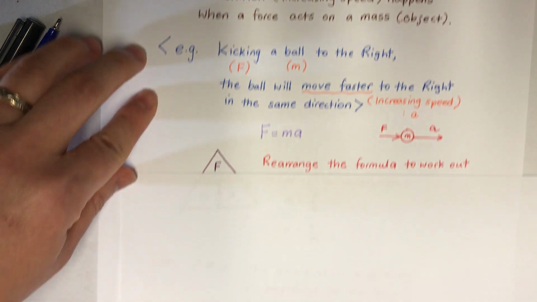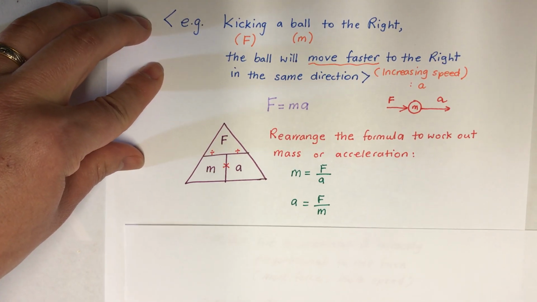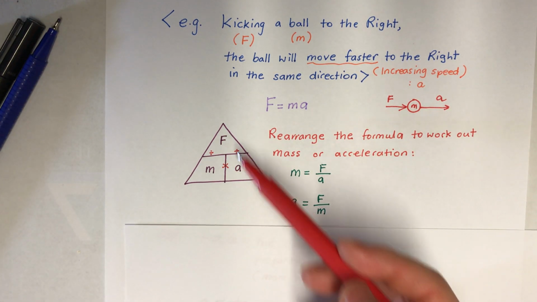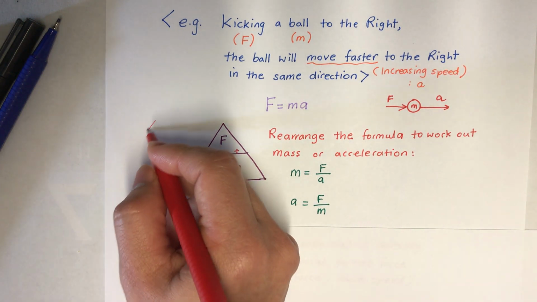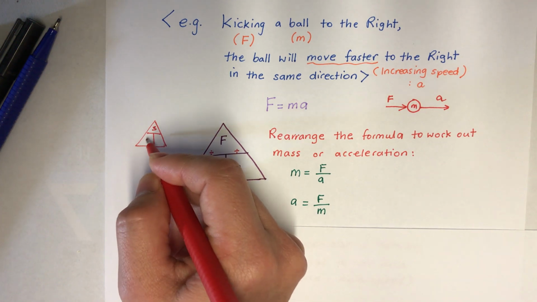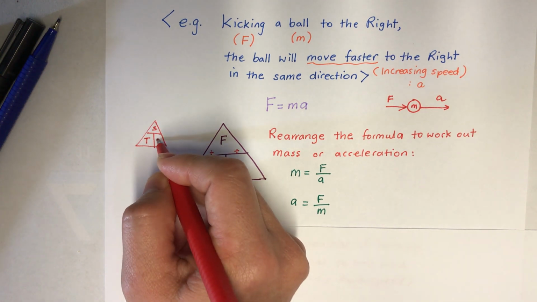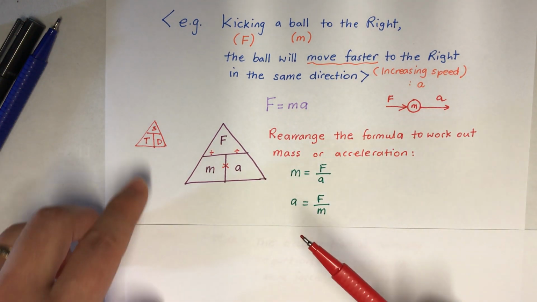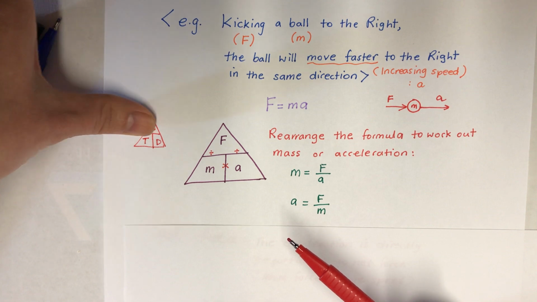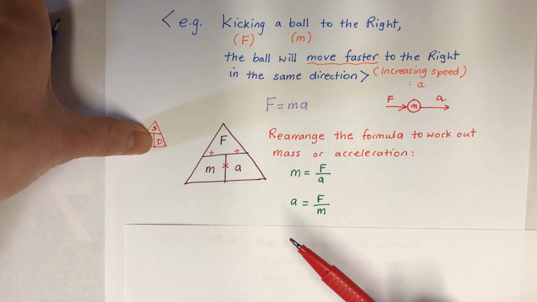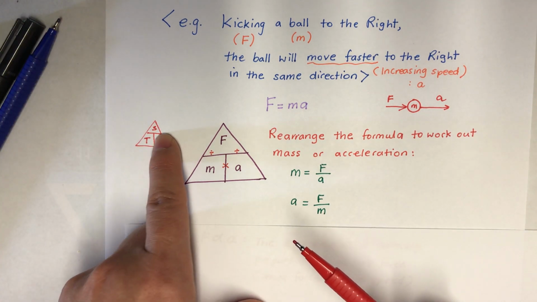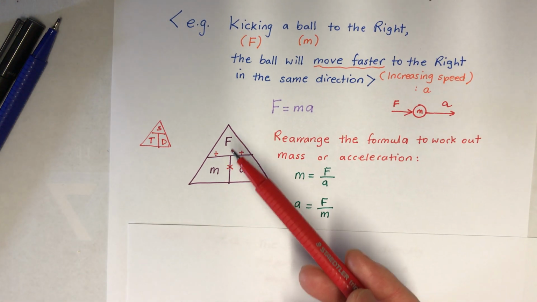Okay, so let's have a look in detail at this F equals ma. Now we can use this triangle. These ones I think we quite often use for speed, STD. If we want to know the speed, we cover the S, it will be distance over time, and if we want to know the time, it will be distance over speed. And if it's distance, we cover the D, it'll be speed times time. So same thing happens here, FMA.